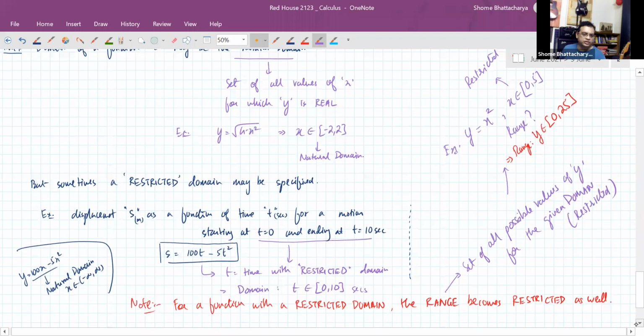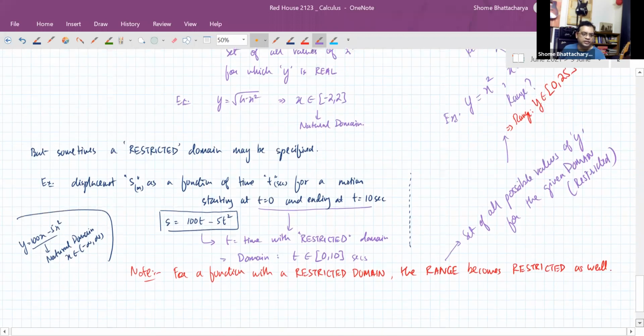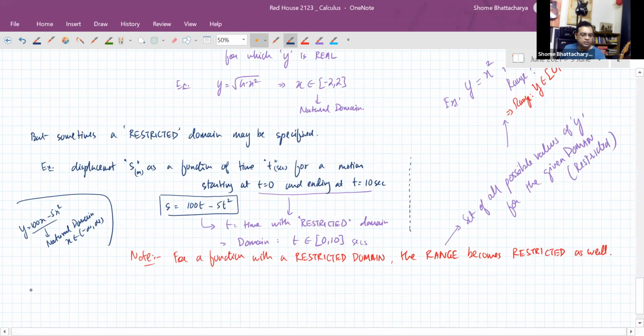Okay, so let's just do one more example of domain and range with a restricted domain example. Then we'll move on to maxima and minima, and you'll understand the importance of understanding domain and range for that. Okay, so we have, let's say, y is equal to 1 plus sine square x.